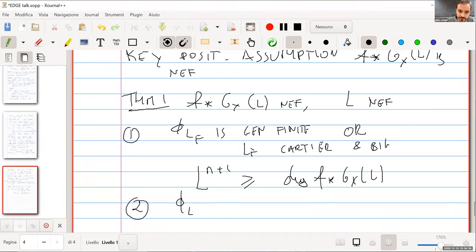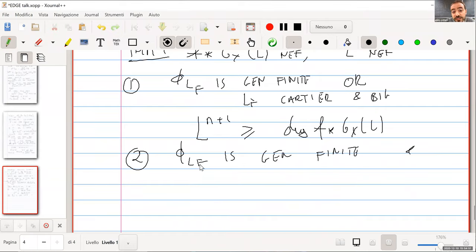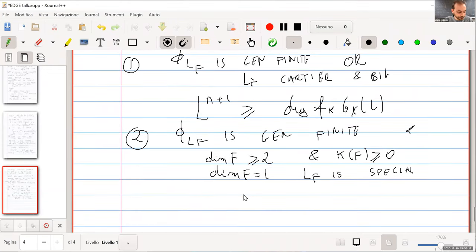Two, if phi of L_F is generically finite. So this is an assumption on L, and then I have to make an assumption on F, on the fiber. L_F is L restricted to the fiber. Now let me assume something also on the fiber: dim of F is at least two and the Kodaira dimension of F is non-negative, or dim of F is one and L_F is special, and I will recall at the end the definition of special, as I will need it in a proof, of which I hope to give a sketch. Then L^(n+1) is at least two times the degree. So we get something a bit better. Case one and two have the same assumption, but here we furthermore assume this on the fibers, and we gain an extra two.